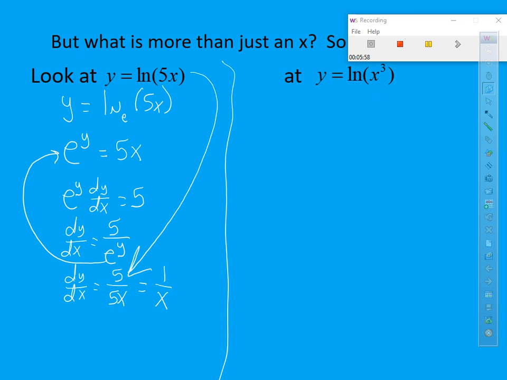Here goes my number 3. I've got y equal the natural log of x cubed. Once again, I'm going to rewrite it as an exponential. So I've got e to the y equal x cubed. Let's go get that derivative. Well, the derivative of e to the y, dy/dx, equal 3x squared. Let's solve that for dy/dx. So I've got dy/dx is 3x squared over e to the y.